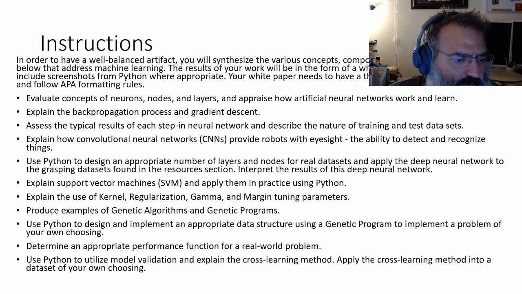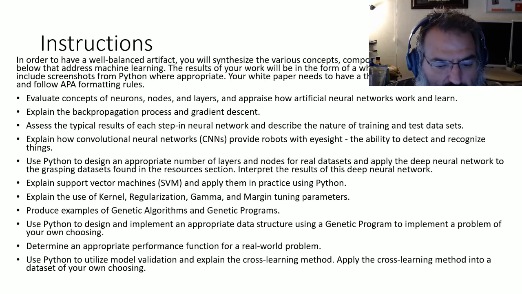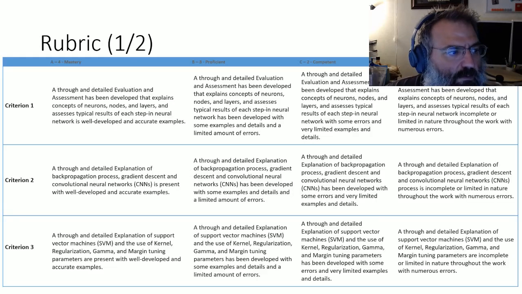Talk about the things that we've talked about so far in the course: SVM, what is a kernel, regularization, gamma, and margin, genetic algorithms and programs, Python to use that. So again, it's basically pulling together the stuff you've done in the previous assignments. And then an appropriate performance function, sounds awfully familiar. And then model validation and cross-validation.